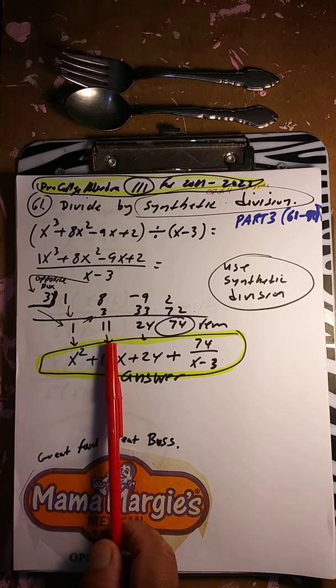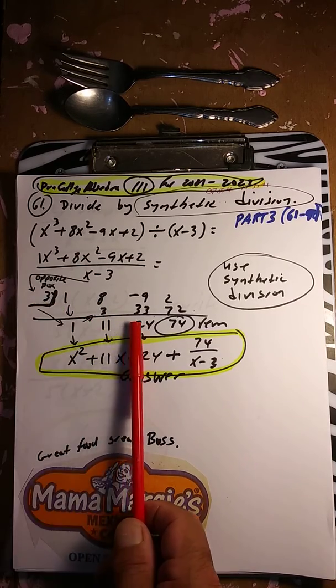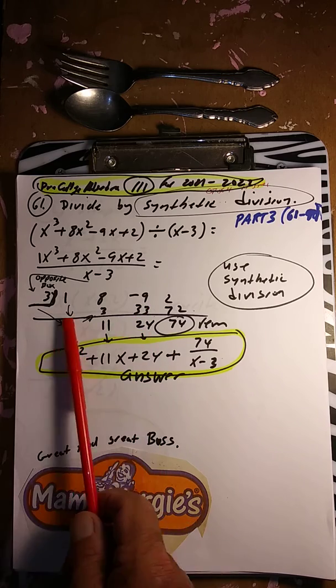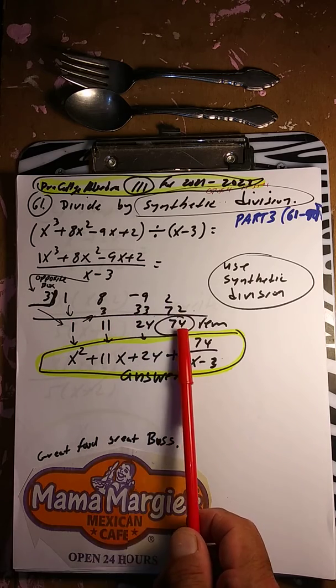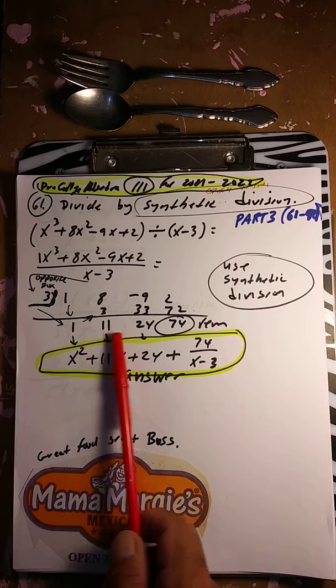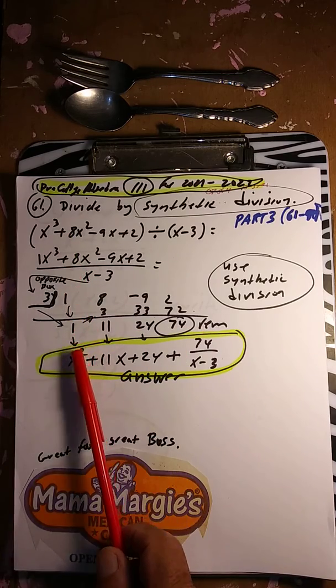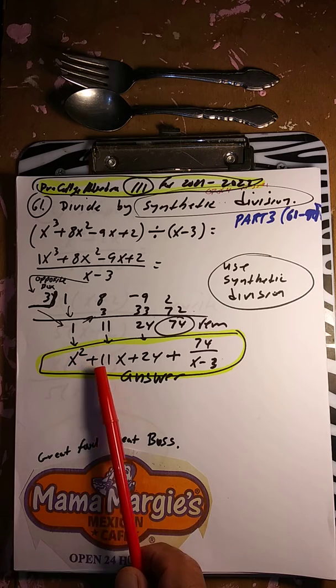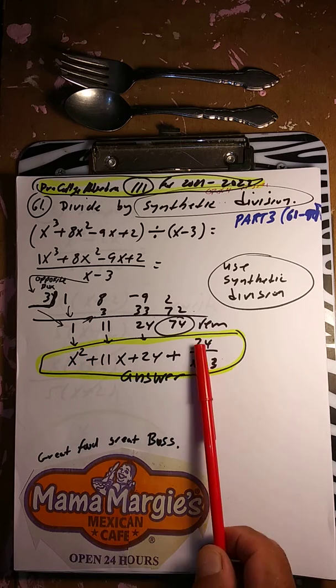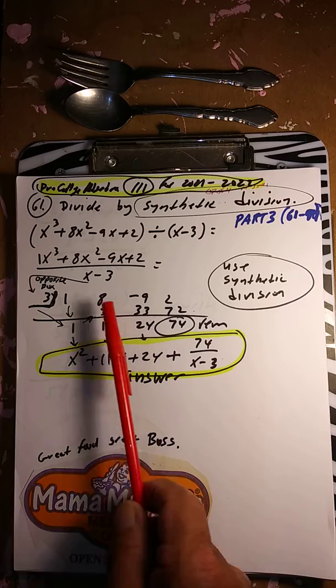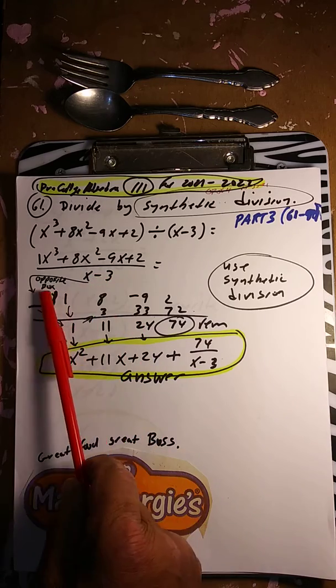That turns out as 3, and that's 11. And 3 times 11 is 33. 33 minus that is 24. It's going to be 72. And that's going to be 74. So now what's left over after synthetic division, it was x cubed. Now it's going to be 1x squared plus 11x plus 24 plus 74 over x minus 3, which is what you divided by. Always the opposite goes from here.